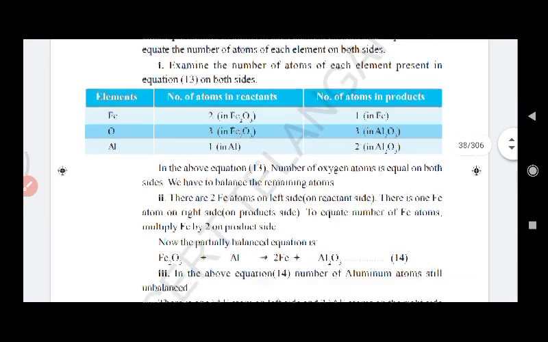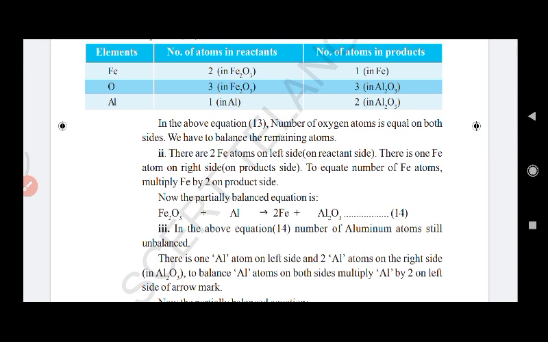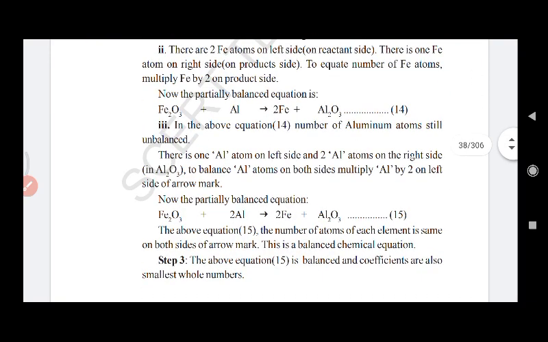Okay, so here we need to balance the iron atoms and aluminum atoms. To balance iron atoms, on the right side we have only 1. To balance iron atoms, we have to write 2 before iron on the product side. We have 2 iron atoms on the left side, and 2 we write on the right side, then the iron atoms become balanced. Okay, so now the aluminum atoms are still imbalanced. To balance the aluminum atoms, we have 1 on the left side and 2 on the right side. So we have to write 2 on the left side, then the aluminum atoms also become balanced. We need not disturb the oxygen atoms, as they were already balanced.